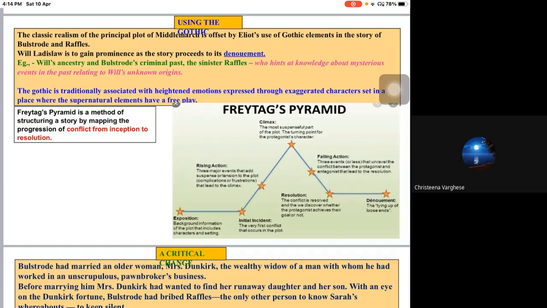So as the story goes towards the denouement, Ladislaw gains more and more importance in the story. And Bulstrode and the others are the ones that create the conflicts here.